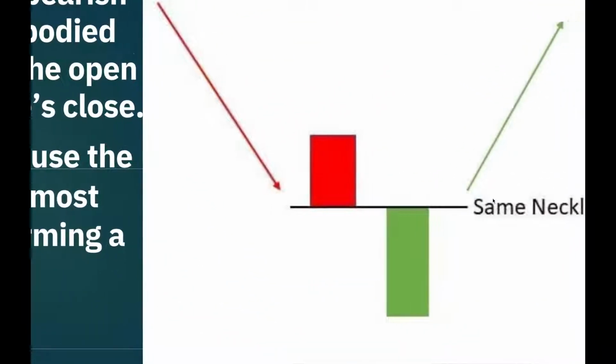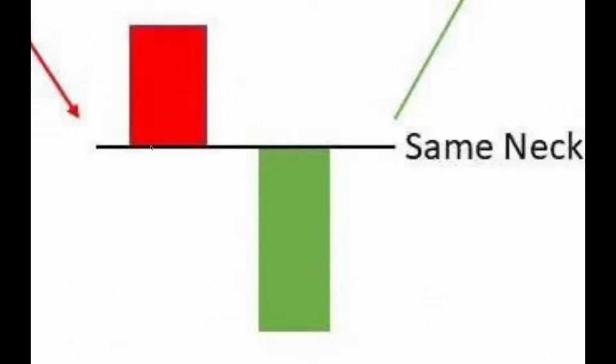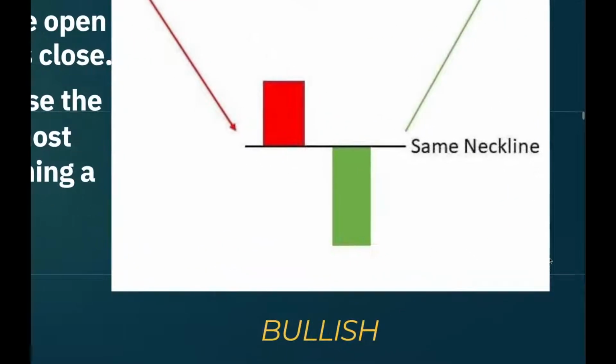Then let's come to the on neck pattern. On neck pattern has the same neckline. See, the bottom of this red candle and the top of this green candle. So same neckline. The condition is same neckline of the red bottom and the green top, and then it is a bullish move.